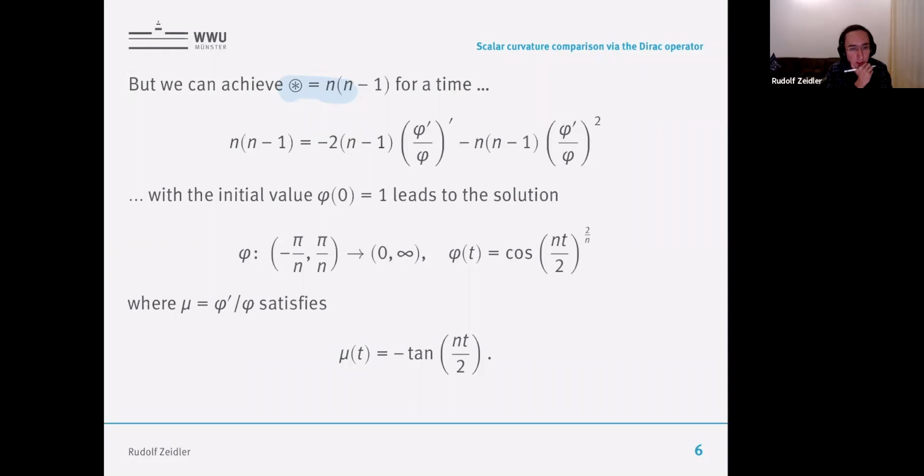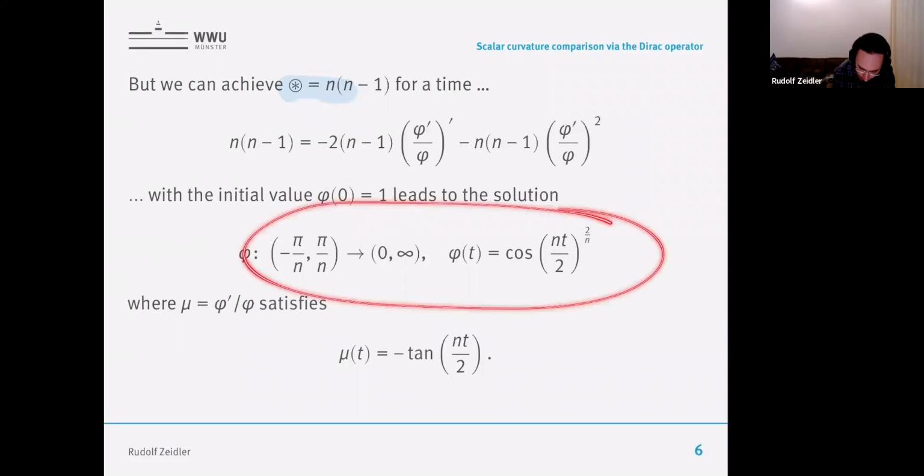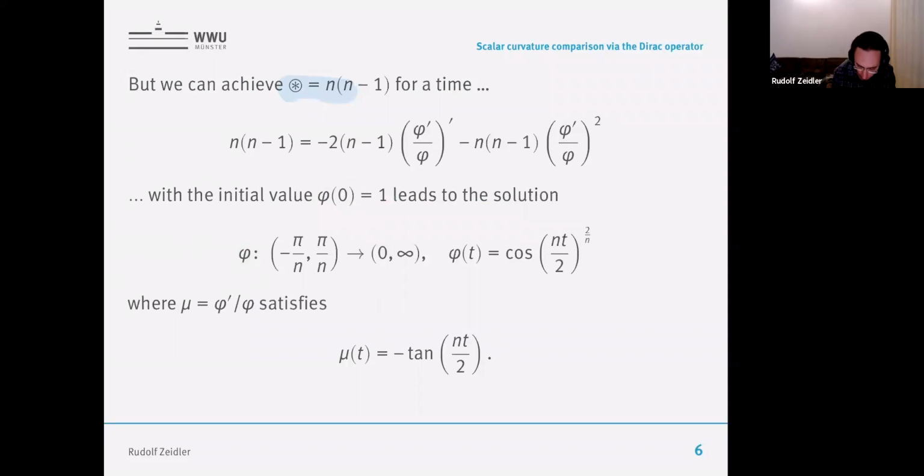And if you put the initial value phi 0 equal to 1, because only the logarithmic derivative here matters, so it's not so relevant what the normalization is, then you get this formula here. So you get a certain fractional power of the cosine function, rescaled to the interval minus pi over n to pi over n. And of course, if I give you that formula, you can just check that it satisfies this equation.